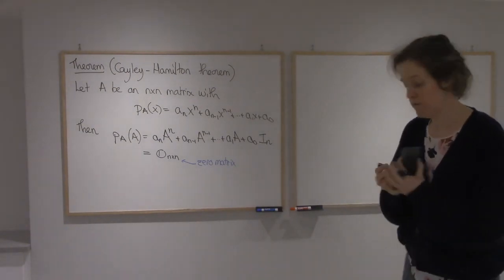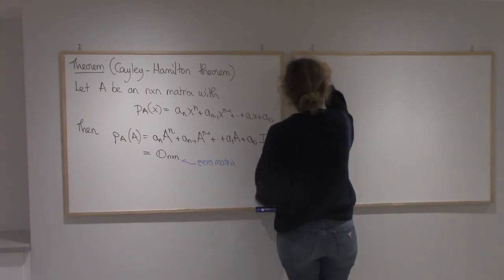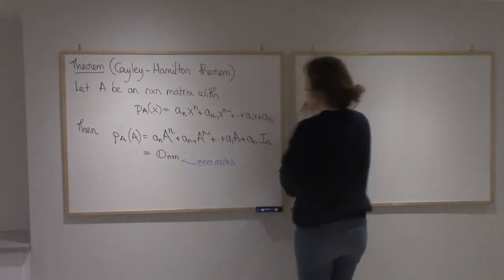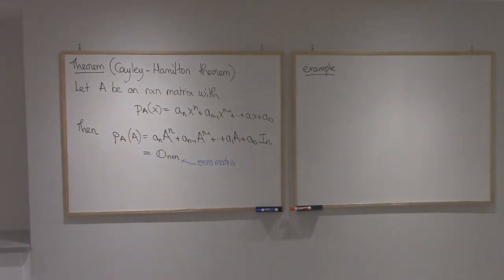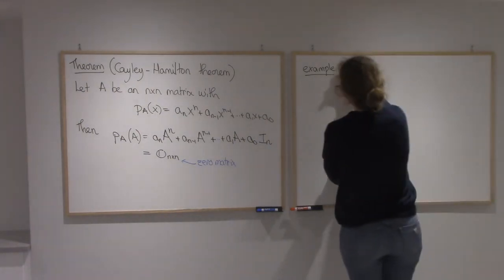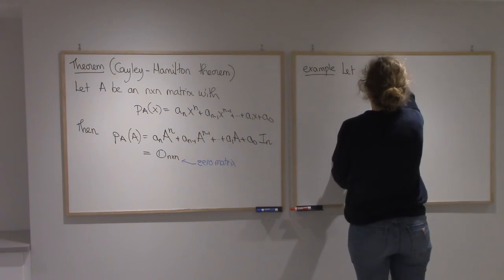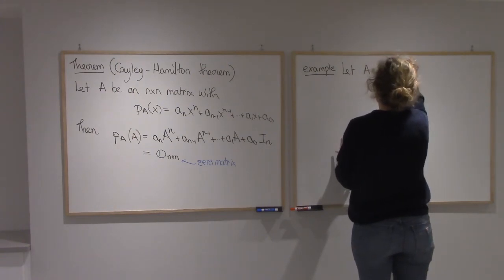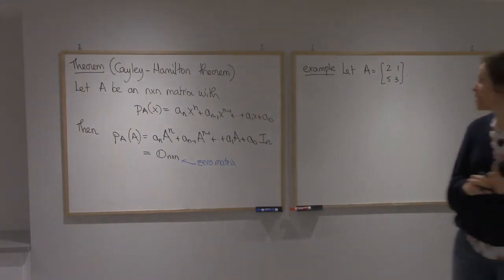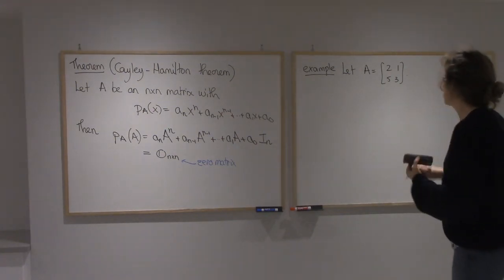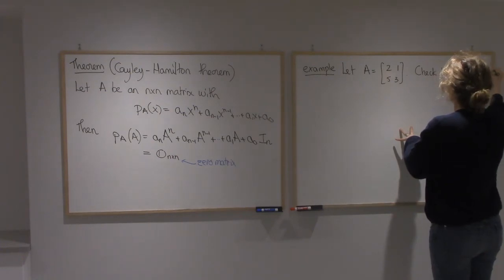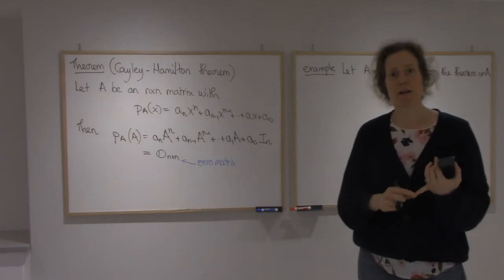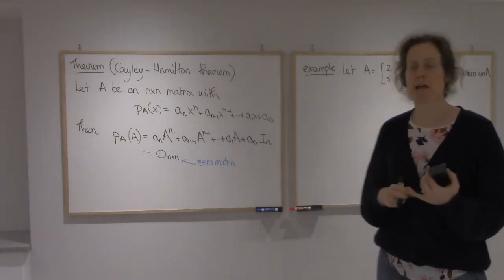All right, so let's do an example. I'm going to spell this out for a specific matrix. So I'm going to take A to be [2, 1; 5, 3]. And I'm going to check that the Cayley-Hamilton theorem is true for it. I'm going to start by finding its characteristic polynomial, then I'll plug A into it.